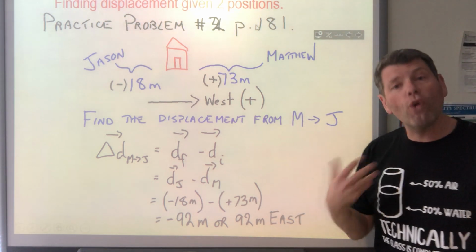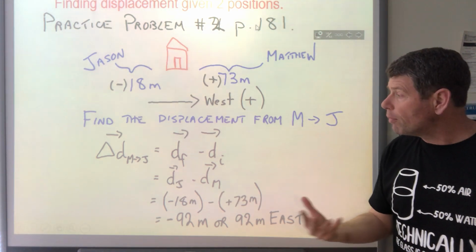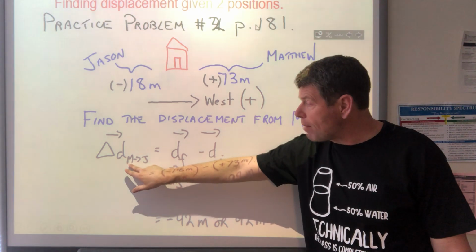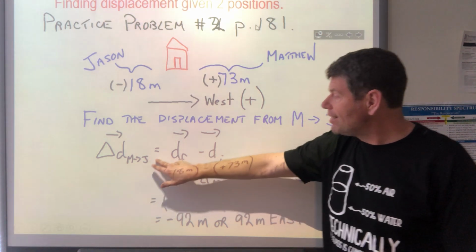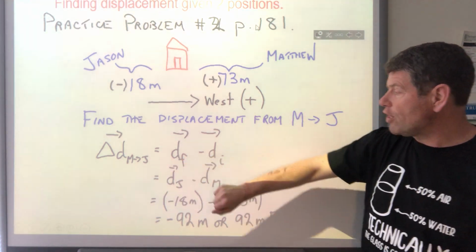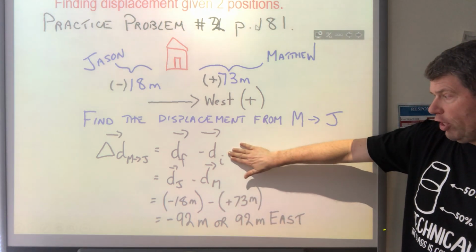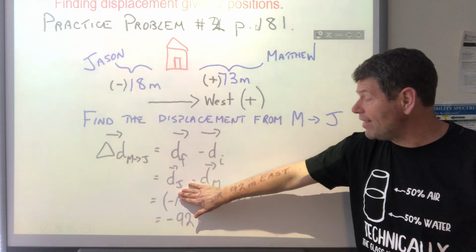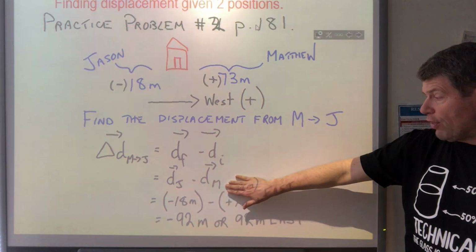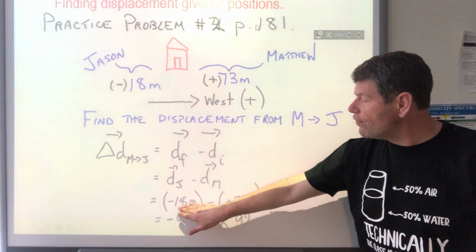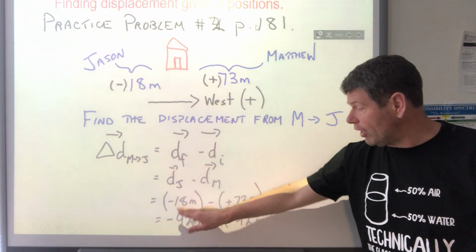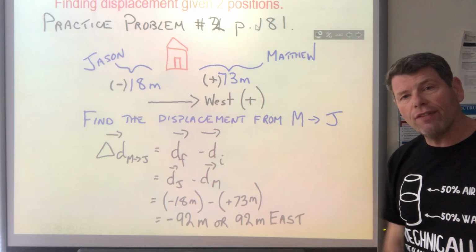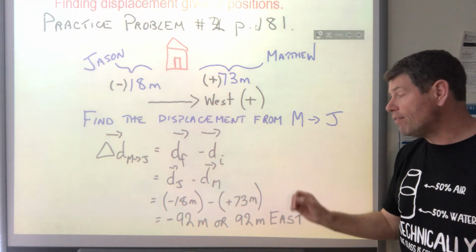Well, let's use our formula to solve the problem. So my formula, remember, is displacement from Matthew to Jason is equal to my final position minus my initial position. The final position is at Jason. That's where I end up. I'm starting at Matthew. So I simply need to put in the value I was given for Jason's position. That's negative 18 meters. Subtract the position I was given for Matthew, positive 73 meters.